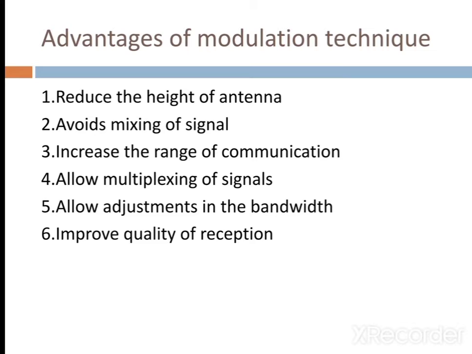Then advantages of modulation technique. So modulation technique, first, reduces the height of antenna, and second, it avoids the mixing of signals. Third, it increases the range of communication. Fourth, it allows multiplexing of signals. Fifth, it allows adjustment in the bandwidth. And sixth, it improves the quality of the received signal. Then next I will explain these advantages in detail.